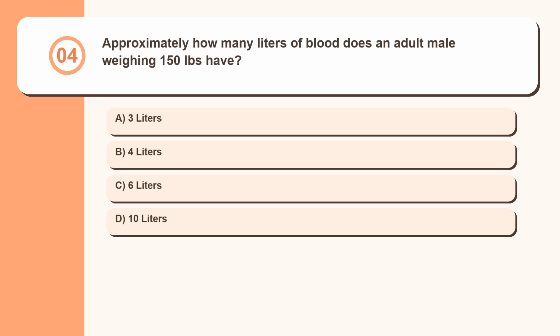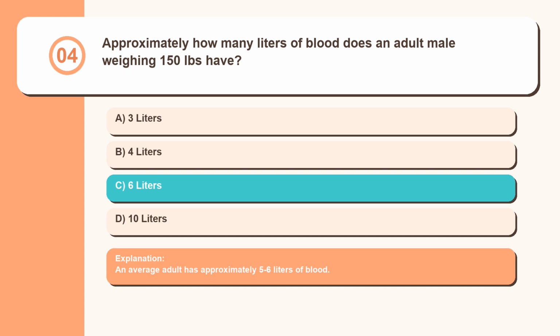Question 4. Approximately how many liters of blood does an adult male weighing 150 pounds have? 3 liters, 4 liters, 6 liters, 10 liters. An average adult has approximately 5 to 6 liters of blood.